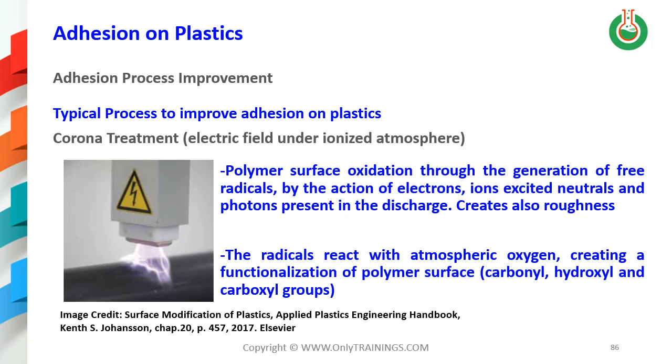This happens through the generation of free radicals by the action of electrons, ions, excited neutrons, and photons present in the discharge. This process also creates roughness, breaking the crystallinity, similar to the process shown before. The radicals react with atmospheric oxygen, creating the functionalization of the polymer surface. Again, new groups, carbonyl, hydroxyl, and carboxyl groups, are able to react with another kind of paint applied on the plastic surface.